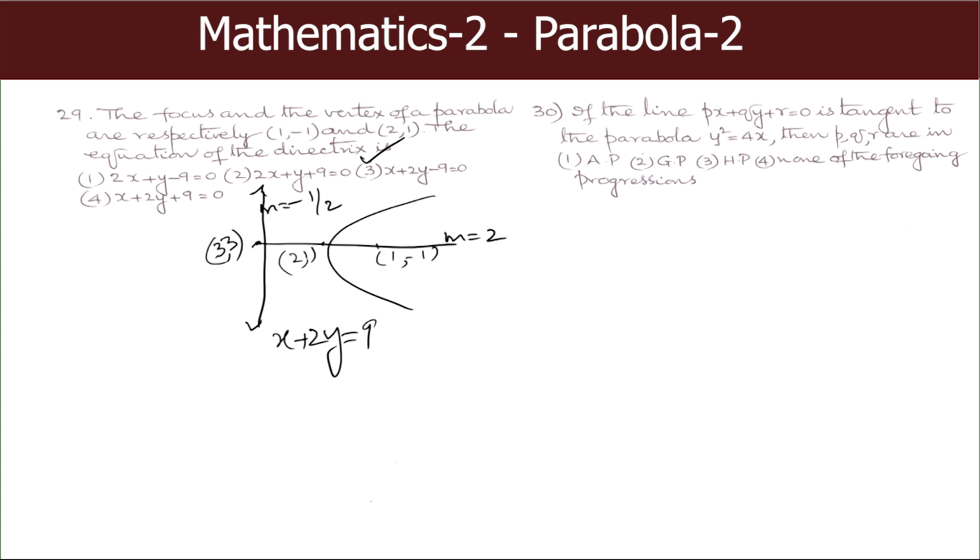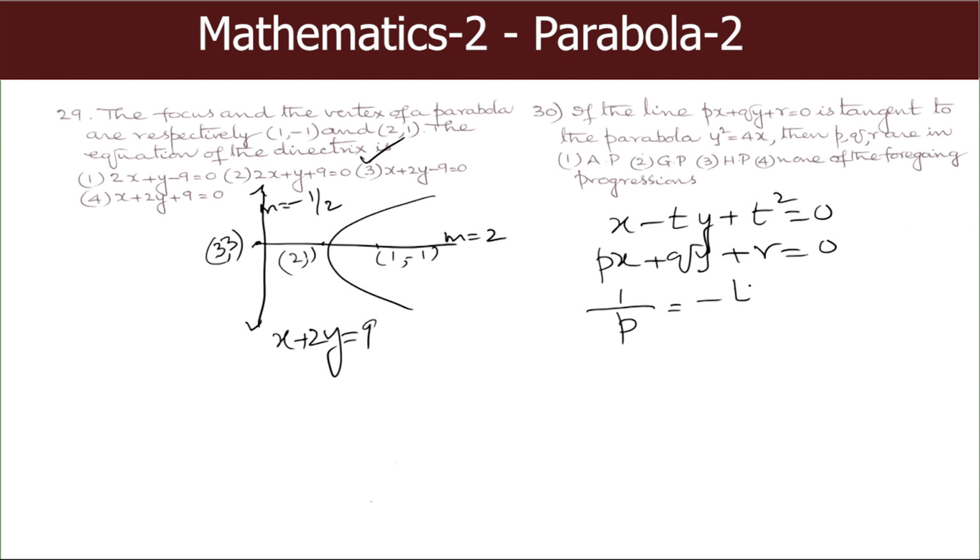If the line px plus qy plus r equal to 0 is tangent to the parabola y² equal to 4x, then p, q, r are in. Well, any tangent to the parabola is x minus ty plus at² equal to 0. a is 1 here, because in 4ax, a is 1. And therefore, any tangent to the parabola y² equal to 4x is x minus ty plus t² equal to 0. And this is same as px plus qy plus r equal to 0 if and only if 1 by p minus t by q is equal to t² by r.